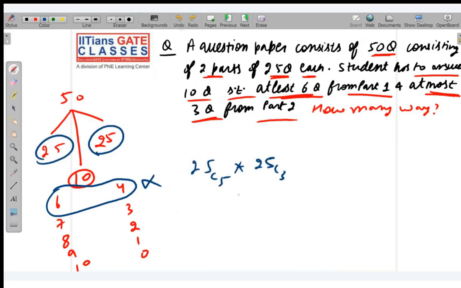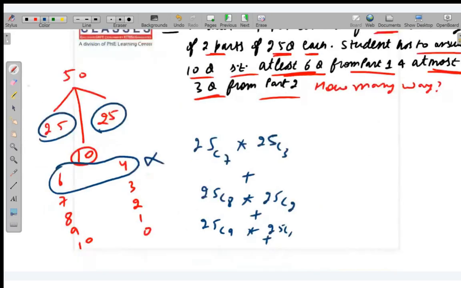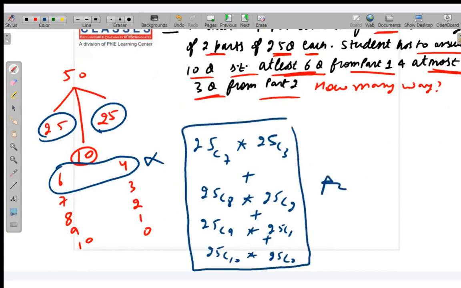After choosing 7 questions, my work is not yet over. I have to attempt part 2 questions also, 3 questions from part 2. So this is the way. Or next is 25C8, 25C2, or 25C9 multiplied by 25C1, or 25C10 multiplied by 25C0. This is my final answer. Add them, you will get the answer.